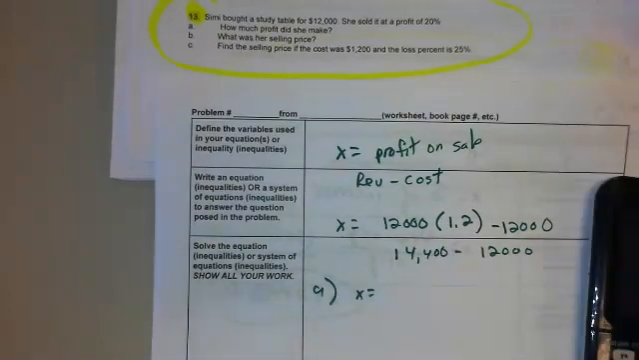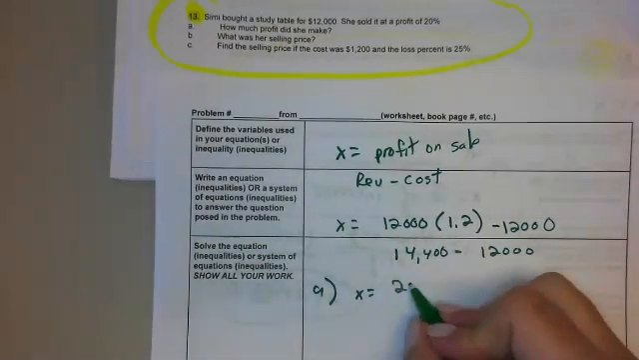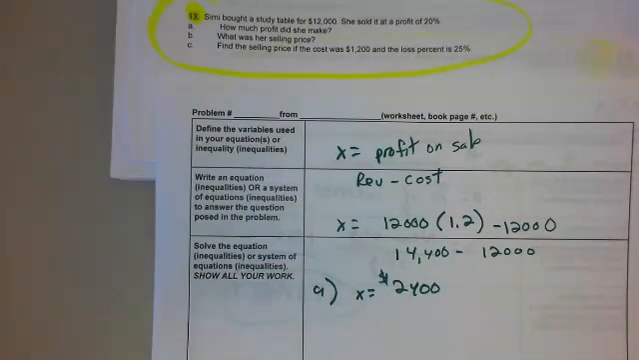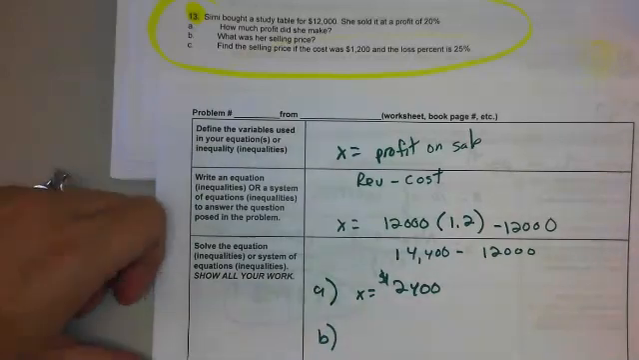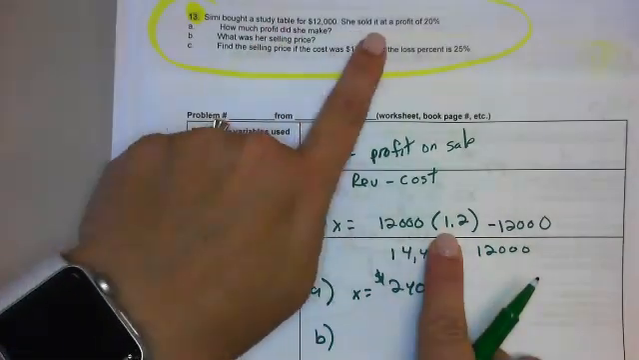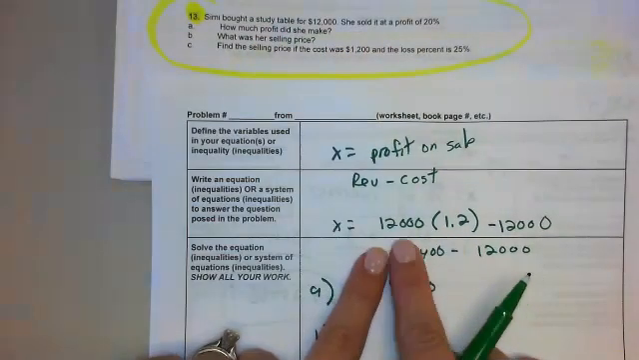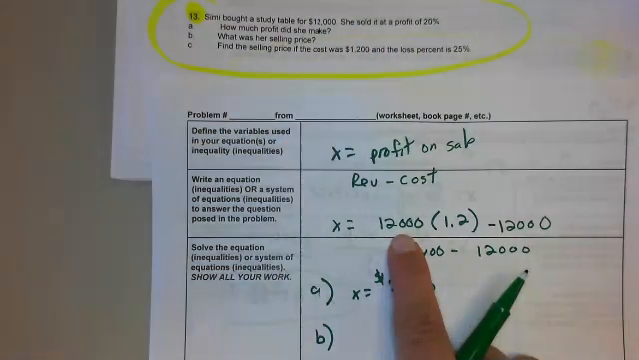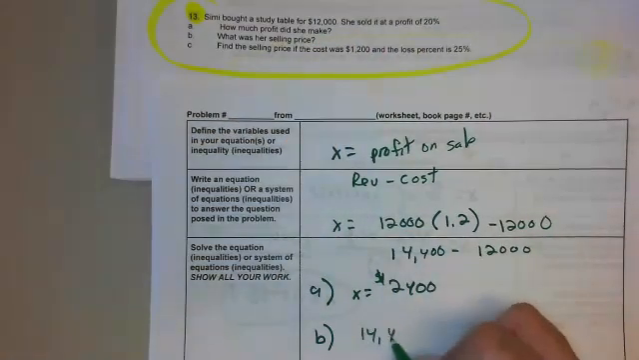Put that in your calculator. Oh, I don't need to do that. I can do that in my head. $2,400. So how much profit did she make? She made $2,400. Let's look at part B. What was her selling price? We already talked about it. She sold it at a profit of 20%, so I took 1.2 times 12,000, and that's going to be 14,400. So we already did that part.